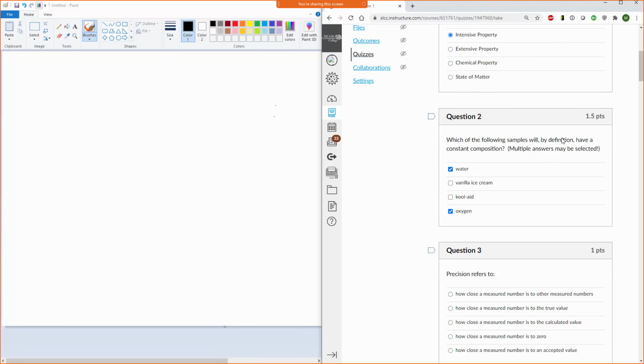This is another way of saying which of the following samples is a pure substance, because pure substances by definition have a constant composition. Or which of these following samples is not a mixture, because mixtures by definition do not have a constant composition. So water and oxygen are pure substances, compounds and elements, whereas these two would be mixtures. Does that make sense?